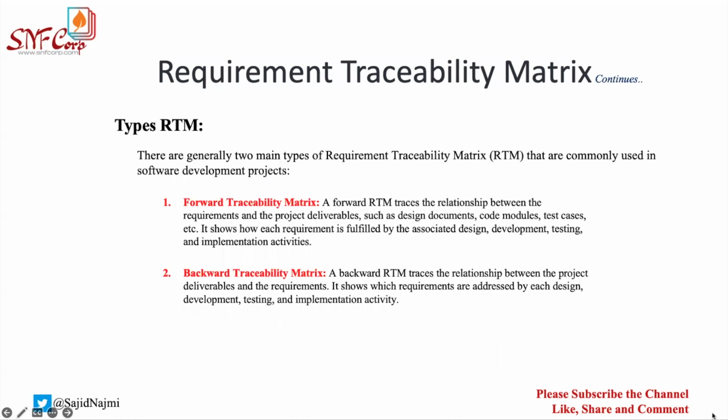So we have already discussed this as well. There are two types of RTM. One is the forward traceability and one is the backward traceability matrix. We have already discussed what is forward and what is backward, but let me help you recall and connect the dots. Forward as in, you're going from your RTM, your requirement traceability Excel matrix, to your requirement specification documents, SRS.